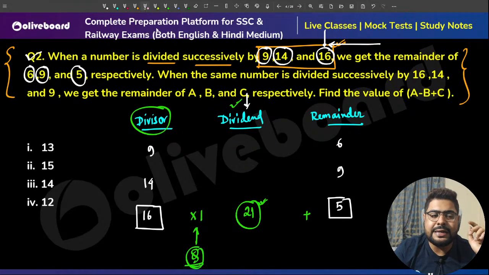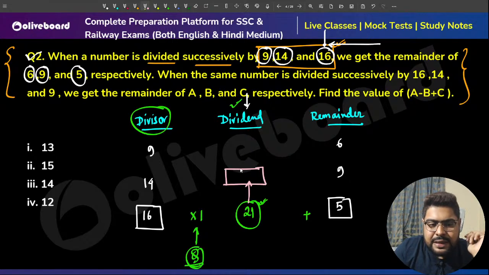Always remember, in successive division questions, this will be your second dividend.